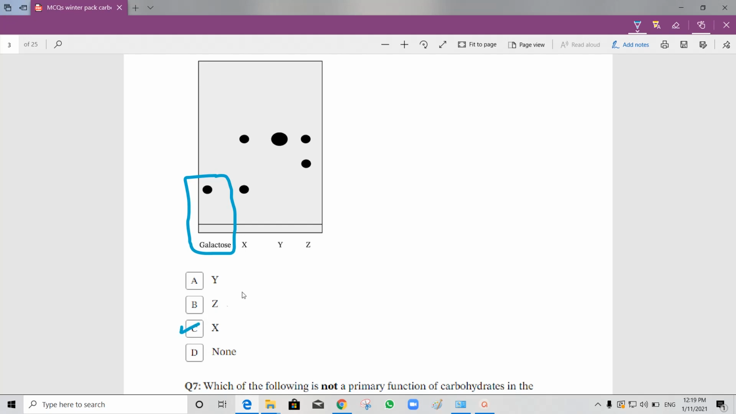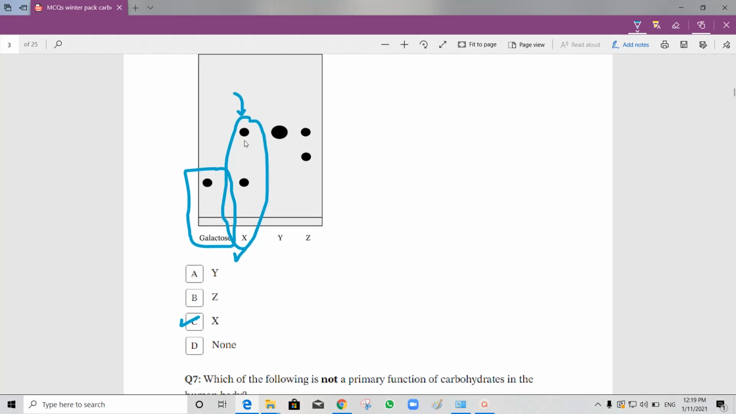Why, teacher? Why do you choose this part? Okay, this is the correct one. Why? Because I have to choose a spot for galactose. So this is on this level. This is the galactose. Okay? So the X only contains galactose. Y doesn't, Z doesn't. So here we have galactose in addition to glucose, which is at a higher level.